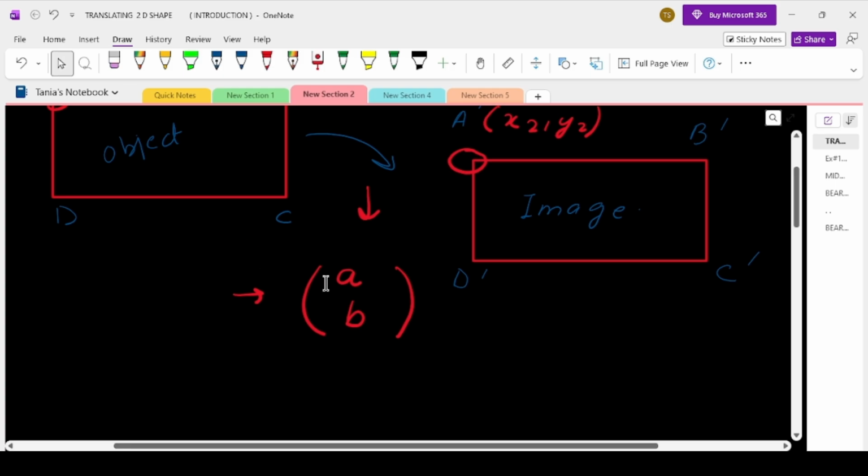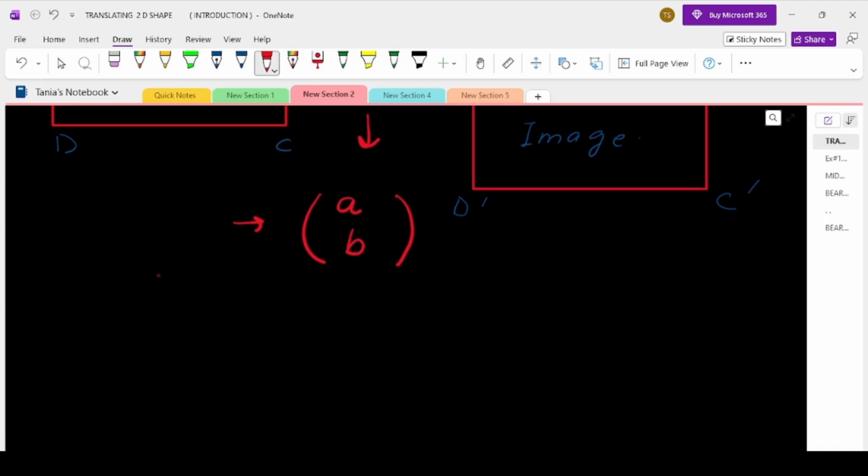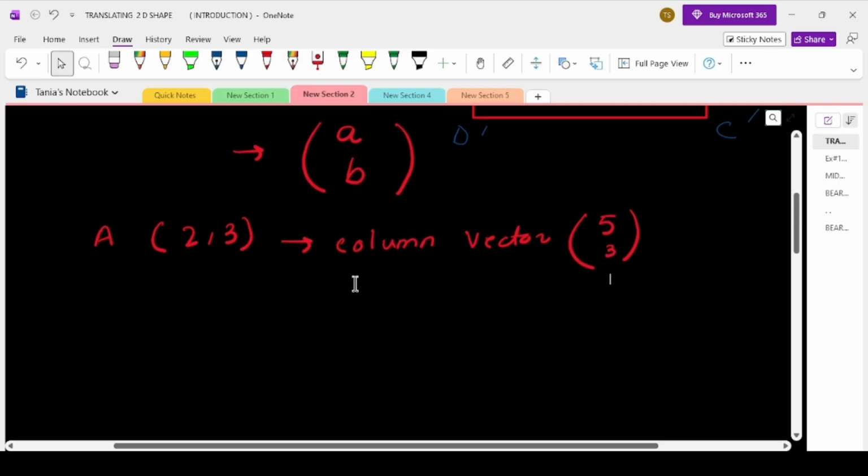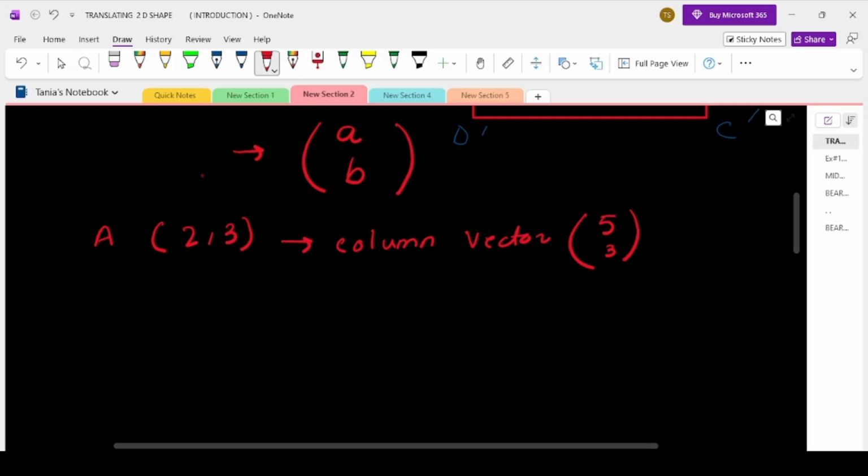For example, we are saying the coordinate of A is (2, 3), and we are translating by using the column vector (5, 3). So what we have to do is add the x coordinate of the column vector to the x coordinate of A, and the y coordinate of the column vector to the y coordinate of A.